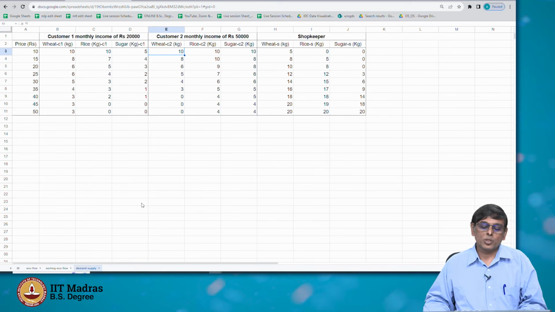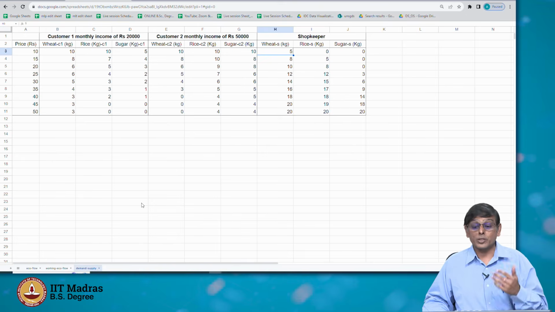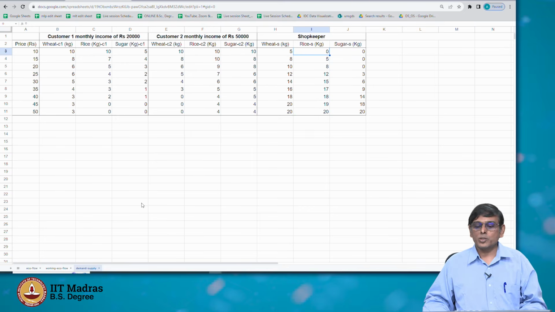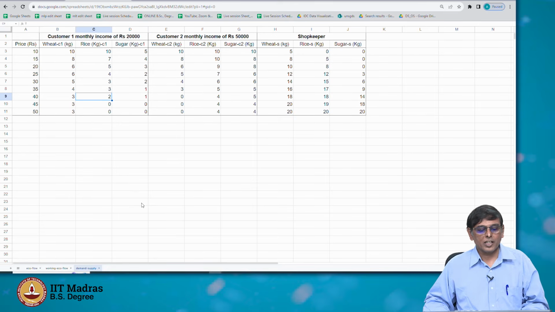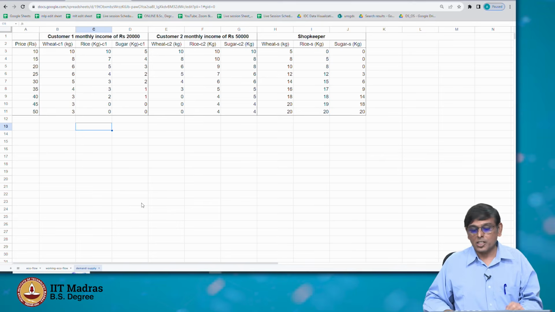Customer 2 similarly, you can see, is willing to buy wheat, rice and sugar like this, and the shopkeeper is willing to sell wheat and rice. One thing you can see is that the shopkeeper is not willing to sell rice at 10 rupees or sugar at 10 rupees. In fact, he is not willing to sell sugar even at 20 rupees. Only at 25 rupees he is willing to sell sugar. On the other hand, customer 2 is not willing to buy wheat at all if it is priced above 40 rupees, and customer 1 will not buy rice or sugar if it is priced 45 rupees or higher. Okay. So this is the kind of thing.